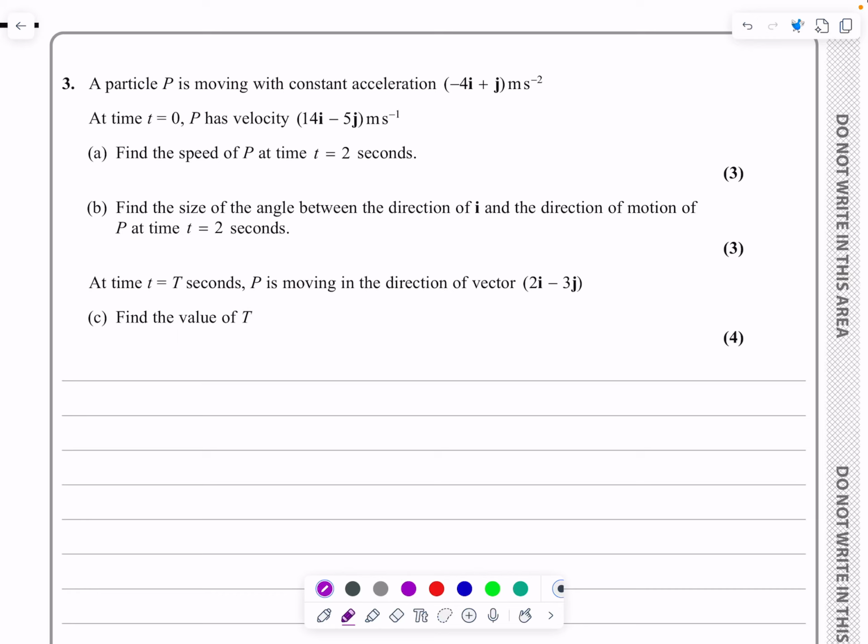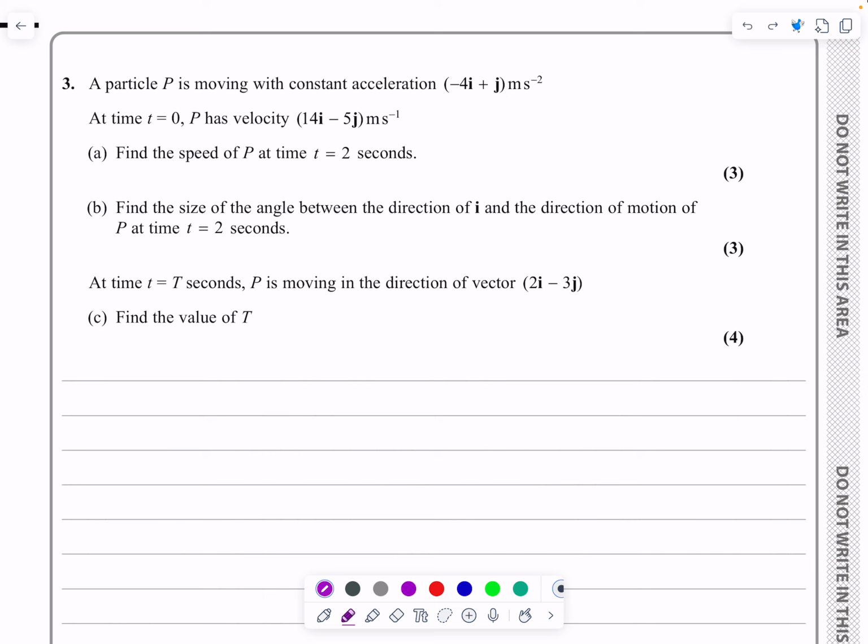Okay, this is the M1 paper from January 2023. It's question number 3, and this is both a vectors question and a kinematics question at the same time. Let's have a look at it and see what we've got.